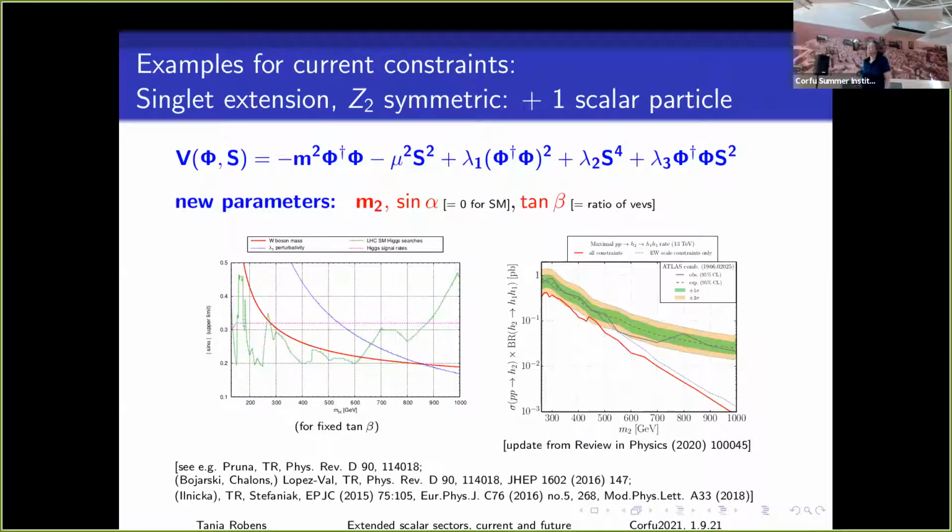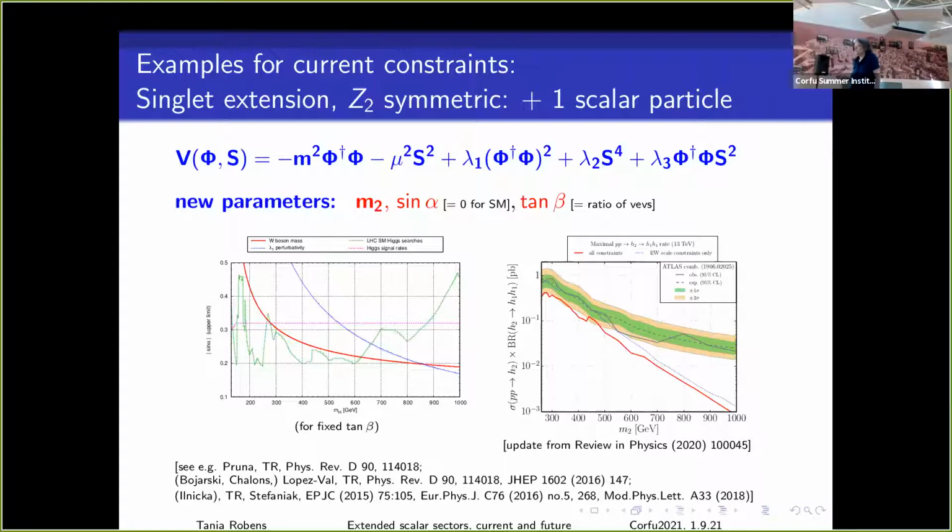Okay, the very, very simplest model, just as a kind of warm-up, is you have a gauge singlet, a real singlet, to which you add a Z2 symmetry. This means you have one additional scalar particle. This is the potential. This is the standard model-like equivalent, and the three additional terms are add-ons in this model. You have new parameters, so the mass of the second scalar, then a mixing angle, which would be 0 in the standard model, and the ratio of the VEVs. So we assume this singlet to have a vacuum expectation value.